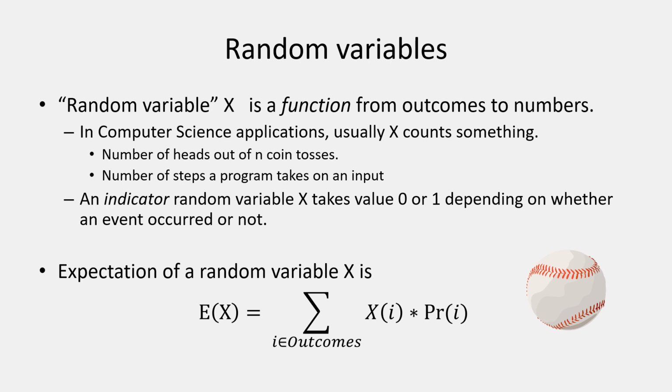Now the expectation of the random variable is exactly the same formula that we just had, except we replace a sub k, which we thought of as the outcome, the distance somebody throws the ball, by X of i, that function that maps our outcomes to numbers. The probability of the outcome stays the same. Usually you see people writing a capital E to mean the expectation.